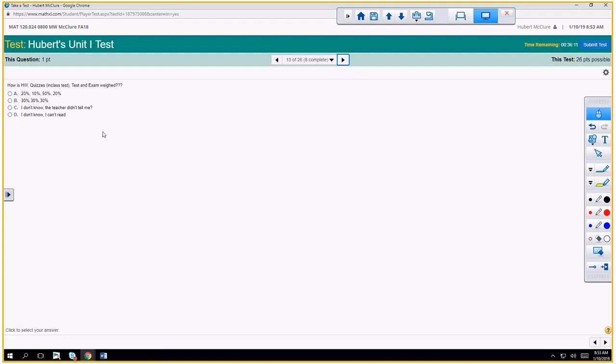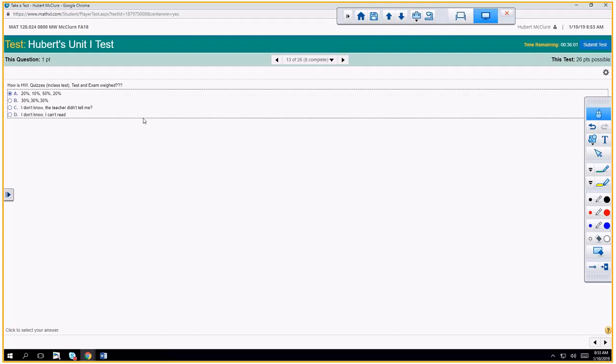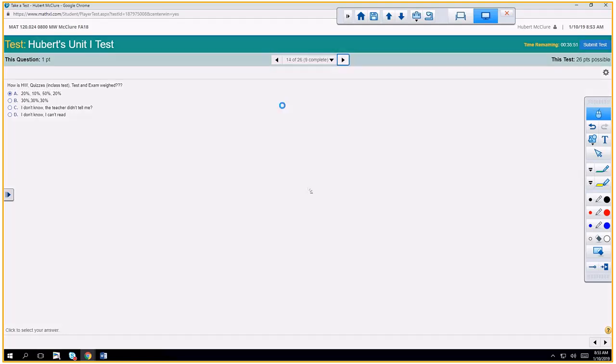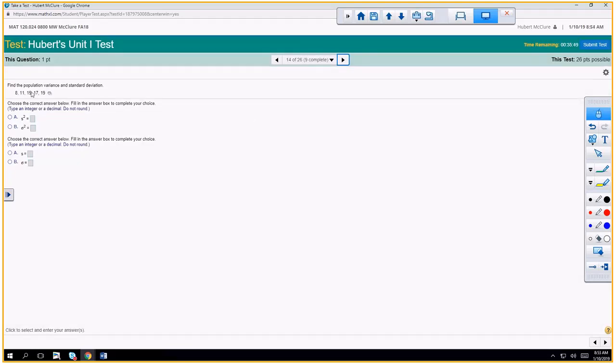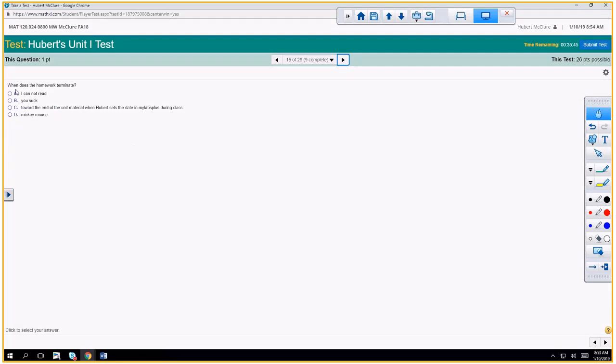There's only one answer. What's the only answer that's capable of being the answer? A. Why? Because it equals 100. 30, 30, 30 doesn't equal 100. People put 30, 30, 30. These people procreate. Find the population variance, blah, blah, blah. That's math. When does the homework terminate? Well, that's the only possible answer.